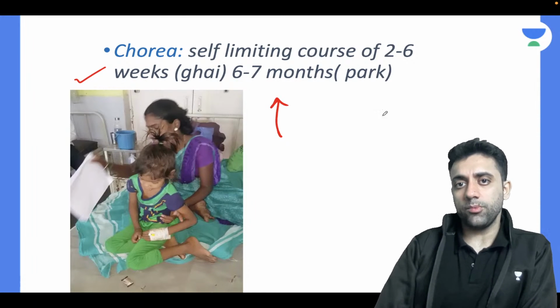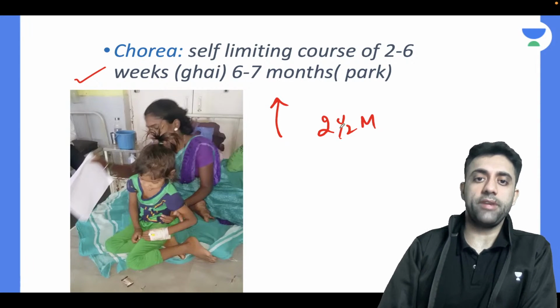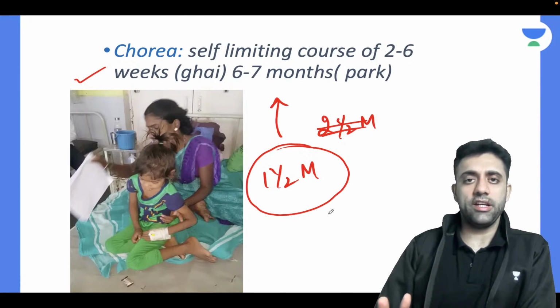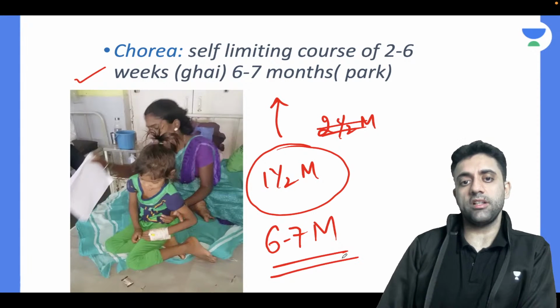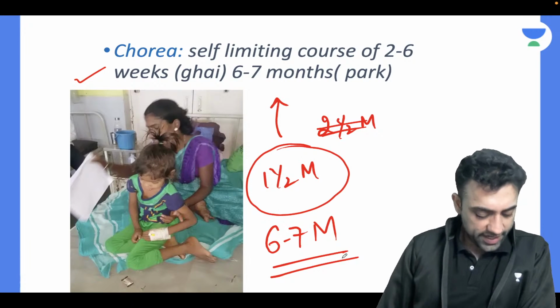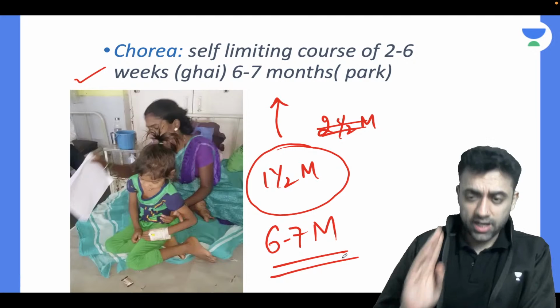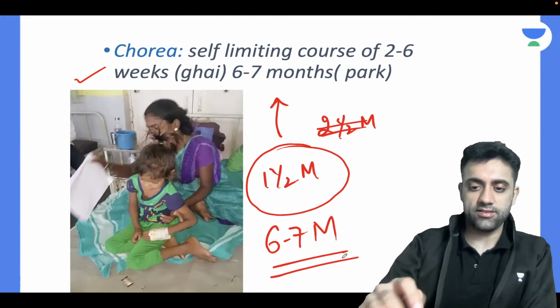OP Ghai says 3 to 6 weeks, so roughly by 1.5 months it will be resolved by itself, whereas Park's cardiology says 6 to 7 months it will resolve by itself. So you should know both. Yes, Osama is right, Raghuvansh is right, Vaidehi is right. Very good, Pancake, Tanu, very good. कब तक ठीक होगा ये कोरिया? Around 1.5 months in OP Ghai and 6 to 7 months in Park.